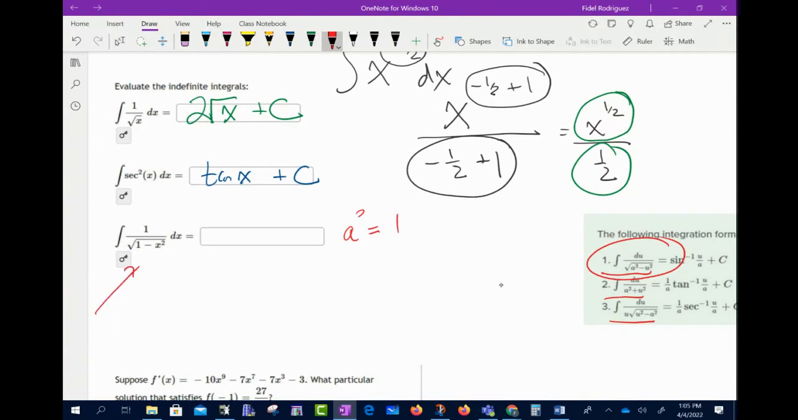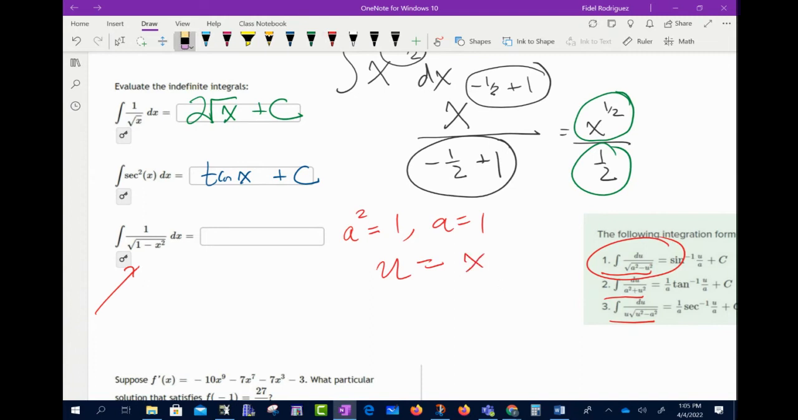Or a squared would be 1, so a is actually going to be the same thing as the number 1, right? Okay, what is the value of u in my problem here? U is the same thing as x, right? Does that make sense on what I'm doing so far?